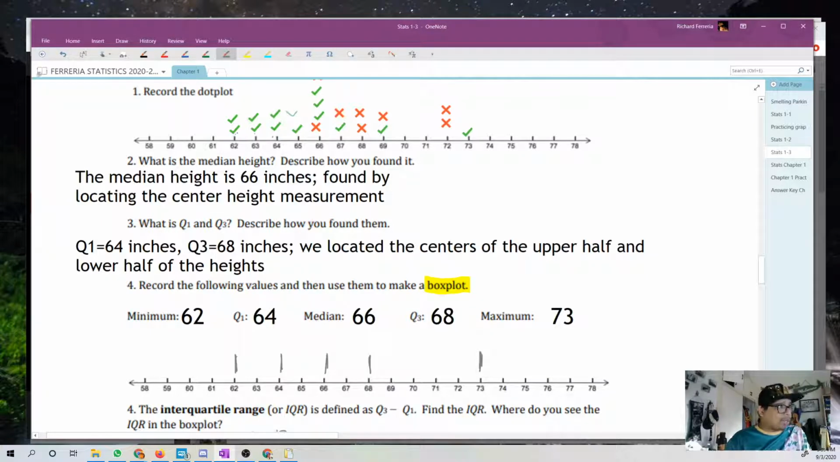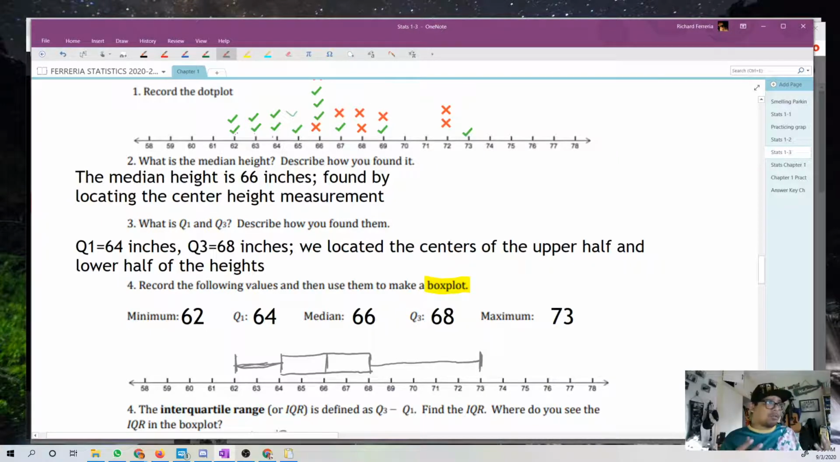Now you're going to connect the minimum and Q1 with a horizontal line segment, like that. And then you're going to connect Q3 with the maximum with a horizontal line segment as well. So let's see if I can get that. Okay, that's not that bad. So there's that. And then lastly, you're going to connect Q1 and Q3 and the median to form a box. And that's the box that gives us the word box plot. So here's our box plot.